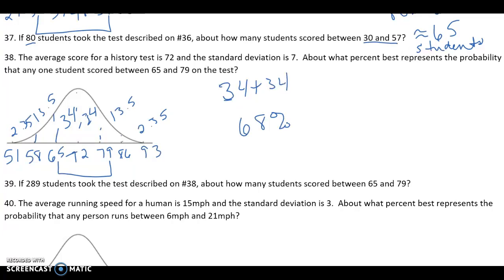All right, 289 kids took the test described. How many students scored between a 65 and a 79? So I take my 289 people, multiply that by 0.68. So 289 times 0.68. You better have a calculator. Let's do 196.52, so I'm going to go 197. About 197. Remember the wiggly equal sign means about.